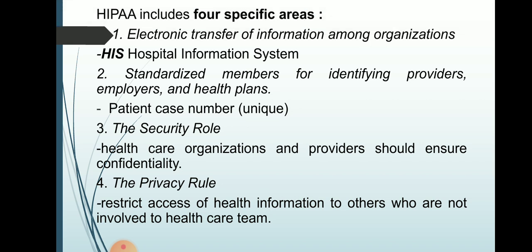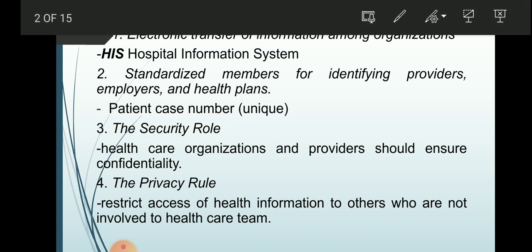HIPAA includes four specific areas. The first one would be electronic transfer of information among organizations. So here in our hospital, we do have this hospital information system, and I know other hospitals also have their own system. This particular system is the process wherein all the information, including the medications, the current situation of the patient, the admitting diagnosis, the final diagnosis, are written on or incorporated in that system.